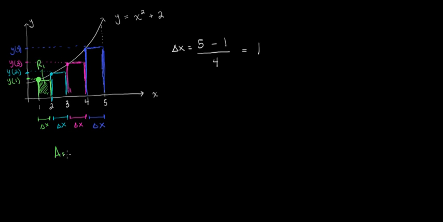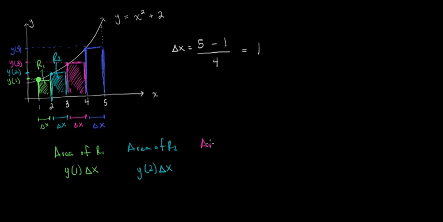So the area of R1 is simply going to be y of 1. It's going to be the length times the width, which is delta x. That is the area of R1. If we move to rectangle number 2, I'll call this one R2. The area of R2 would be the length. Remember, the length is given by the height, so it's going to be y2 times the width, which we said was delta x.